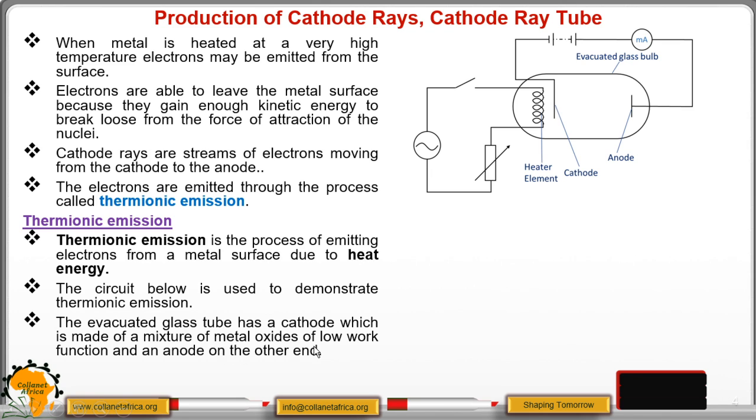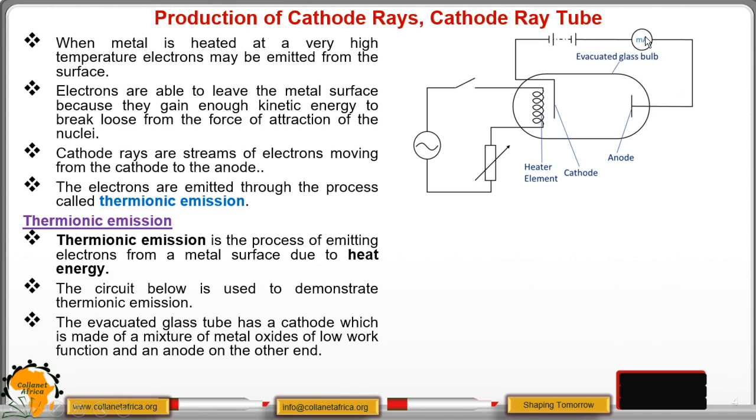As we are going to see later, the work function is defined as the minimum amount of energy required by a metal to release its electron. And therefore we are saying that it has a low work function, which implies that if a small amount of energy is applied, then electrons will be emitted easily. Also in the same evacuated tube we have the anode.